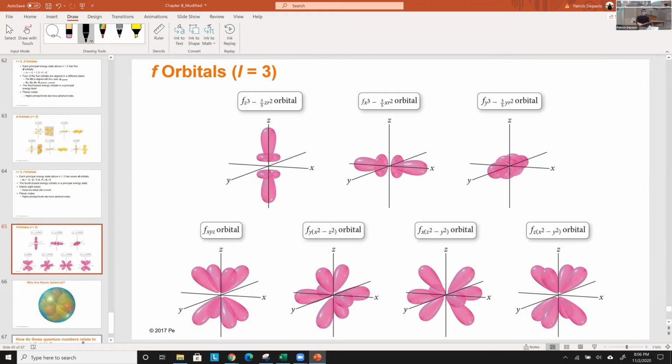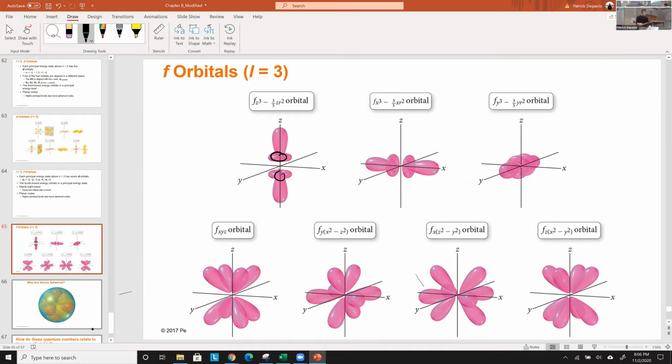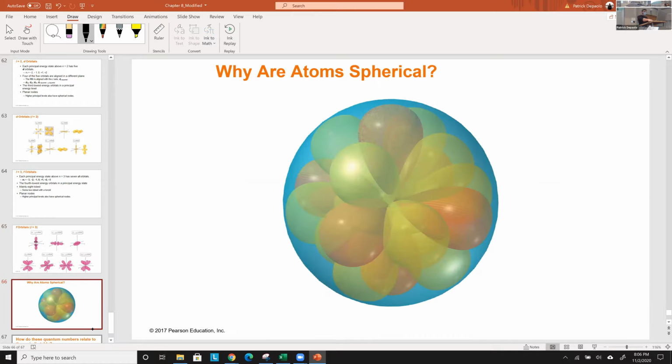Some of the subshells do this, they go around and they do this. This is called the fz cubed minus 3 over 5 zr squared orbital. Get out of here with that. That's not important. But basically you have a lot of balloons, balloon animals. I'm gonna take that part out of the YouTube video. I don't want my boss hearing me say they're balloon animals.